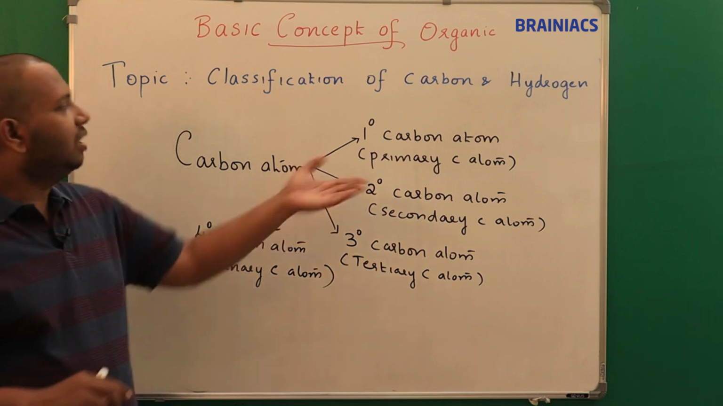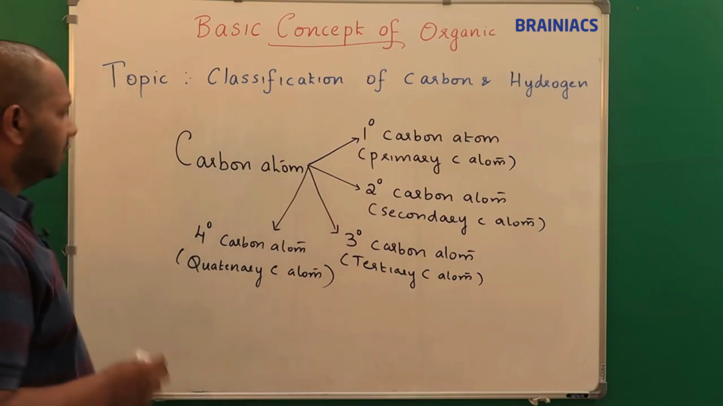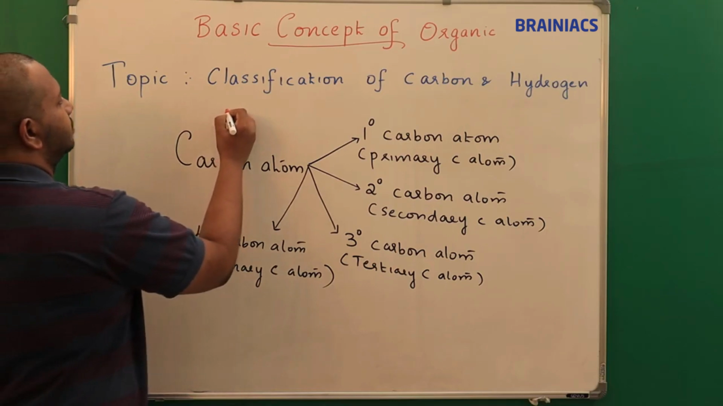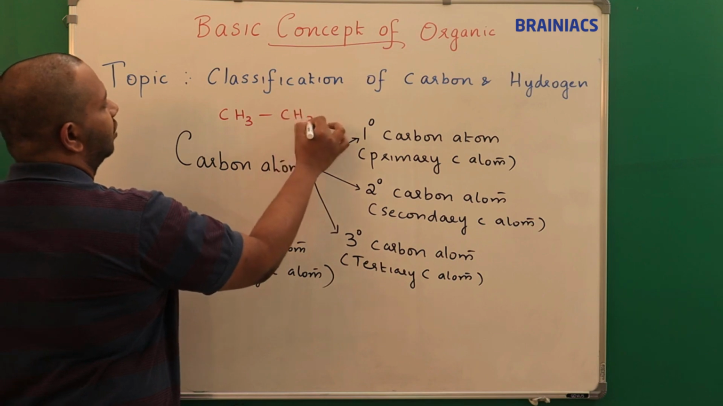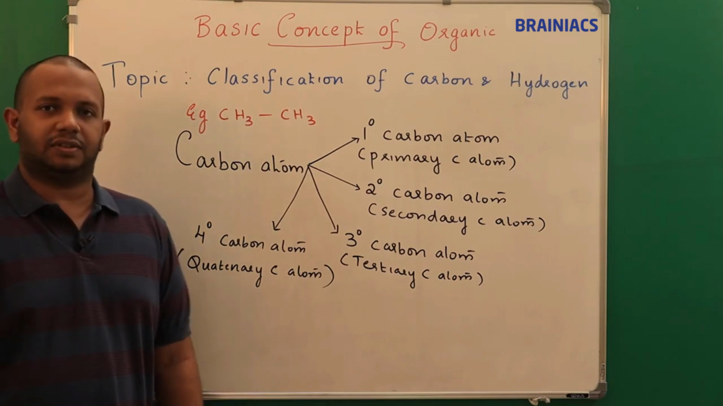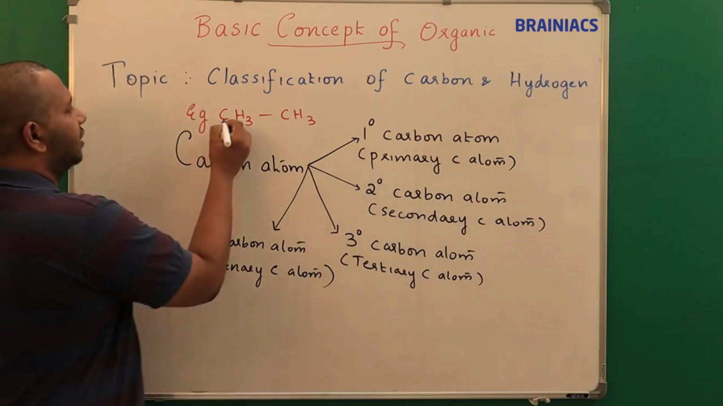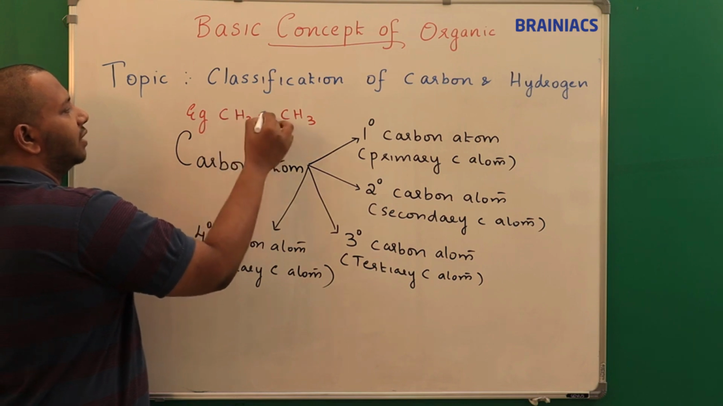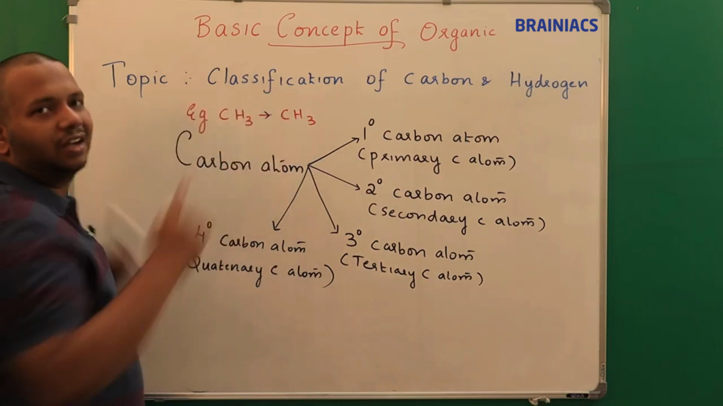Now you need to know what you mean by a primary carbon atom. Please listen here, I will explain. Suppose think like this is your carbon atom. I am drawing a compound CH3, CH3. What is this compound? This is called ethane, correct? C2H6. Now if I look into this carbon atom, its 3 valency is satisfied by hydrogen atoms and 1 valency is connected to another carbon atom. So this carbon atom is only connected to one other carbon atom.